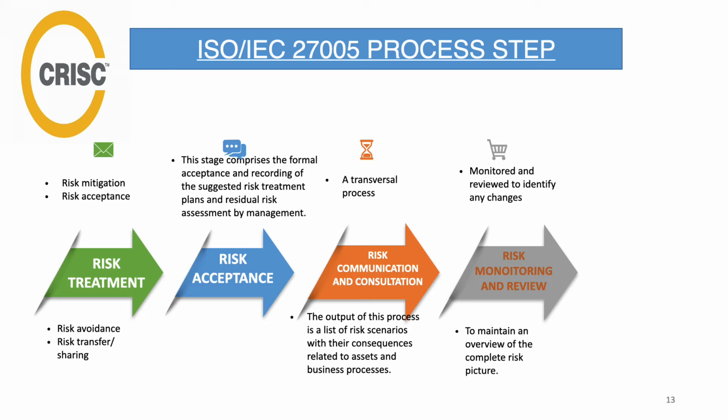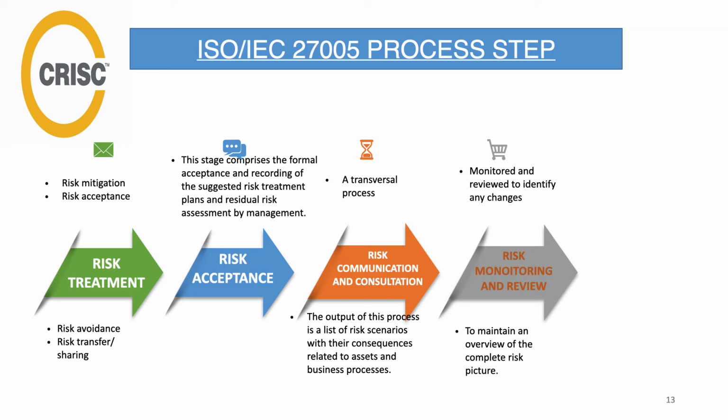It is a transversal process, right? The output of this process is a list of risk scenarios with their consequences related to the asset and the business processes. In this, effective communication is important to the information security risk management process. It ensures that those responsible for implementing risk management understand the basis on which decisions are made and why certain actions are required. Sharing and exchanging information about the risk also facilitates agreement between the decision makers and other stakeholders on how to manage the risk.